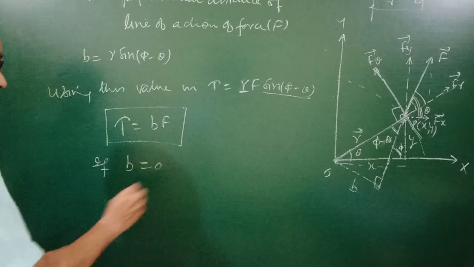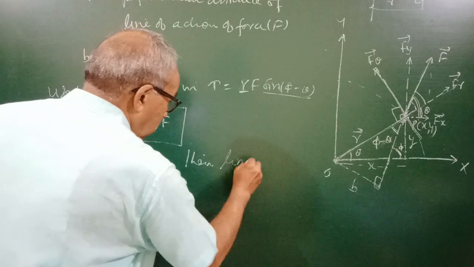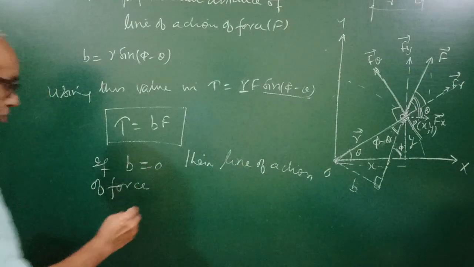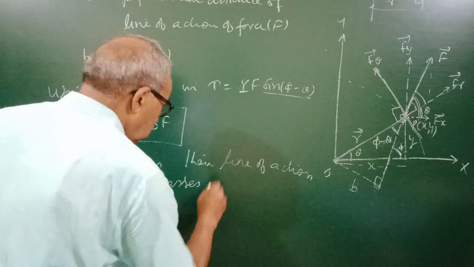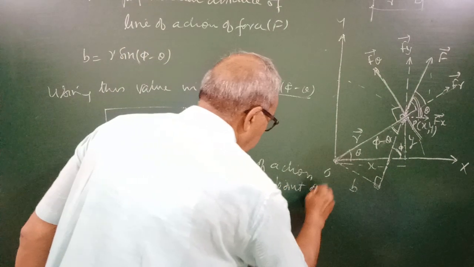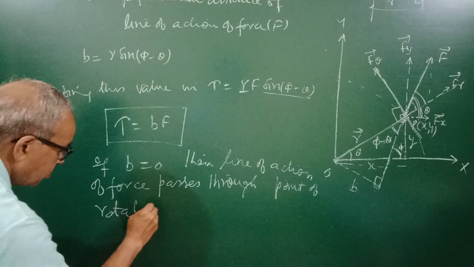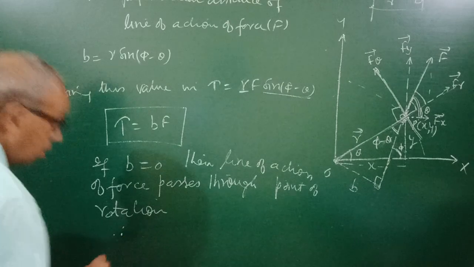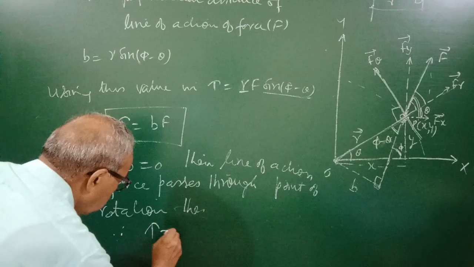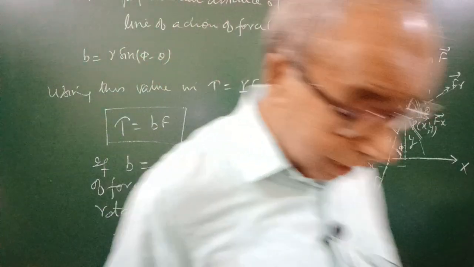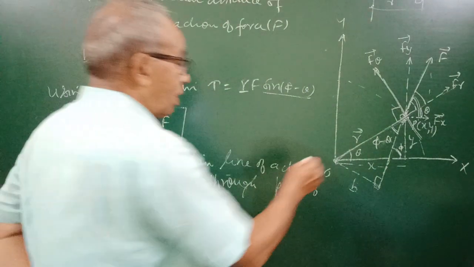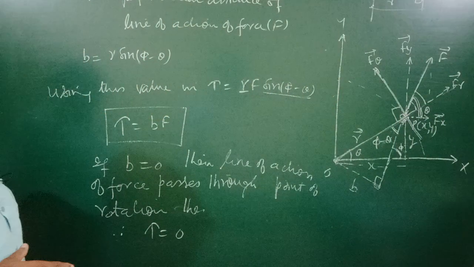If b is equal to 0, then the line of action of force passes through the point of rotation. Hence, when b is 0, the torque is 0. Means if force acts along the radius, then which component acts along the radius? F r. F r is the radial component. The radial component of force does not produce torque.